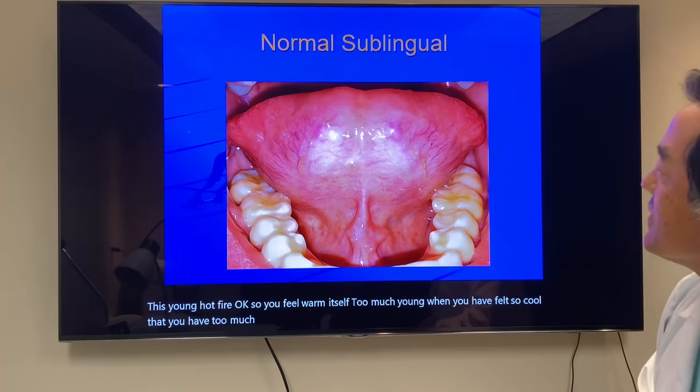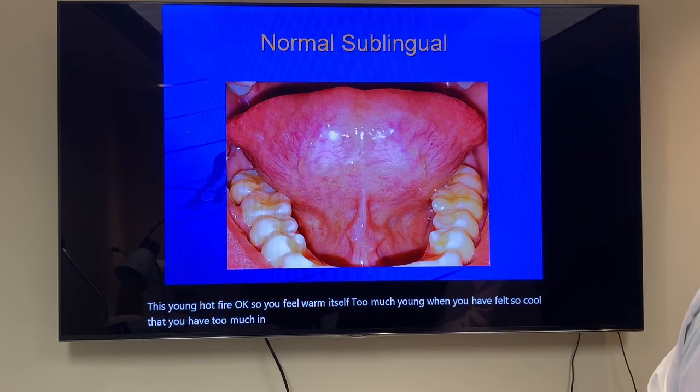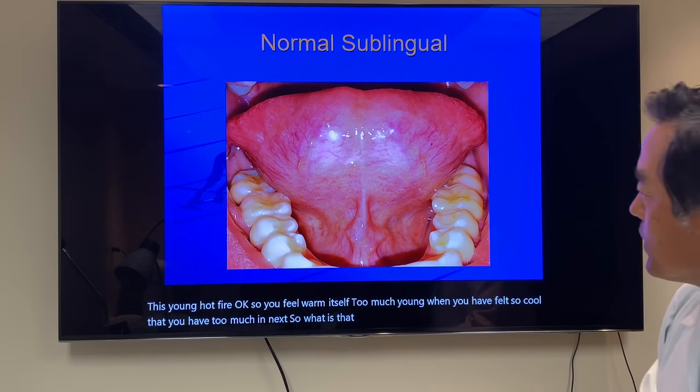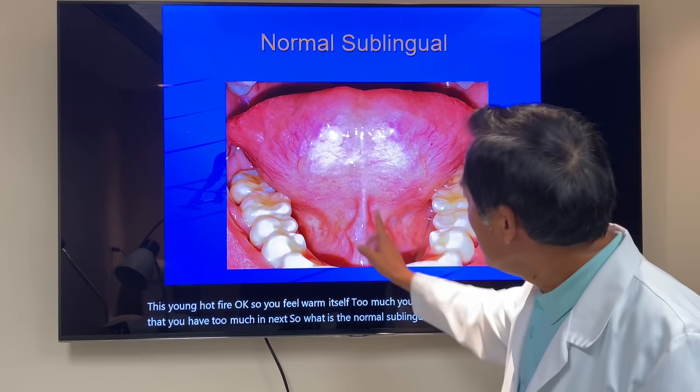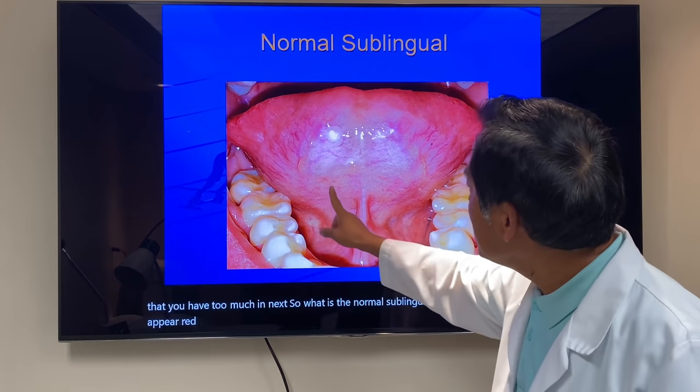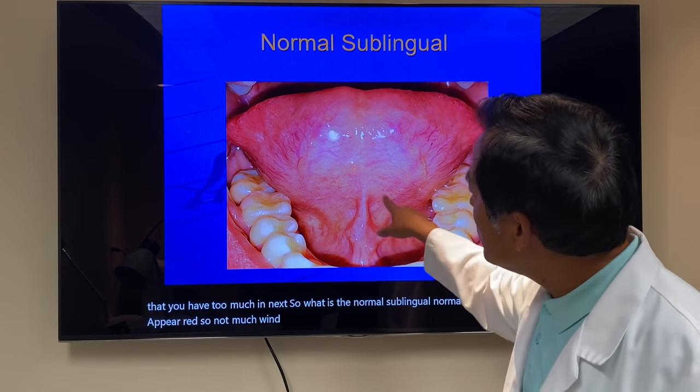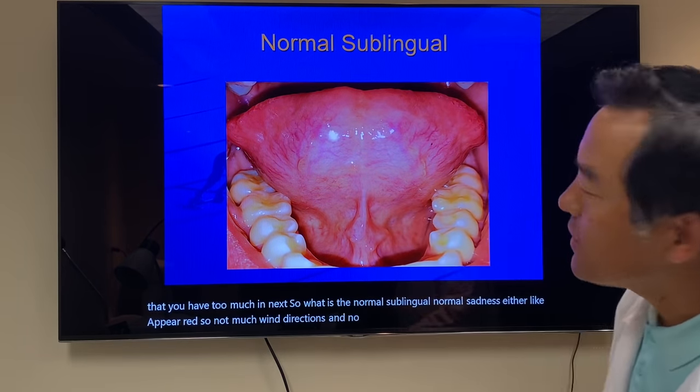So what is the normal sublingual? Normal sublingual is like a pale red. So not much vein dilation and no bruises, okay? This is a normal sublingual.